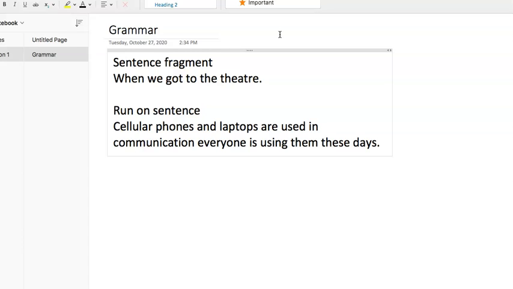So here's two really good examples that we could do. Cell phones and laptops are used in communication, a comma and then the word and, right? Once we do that, that looks all of a sudden like a good sentence. So now we've changed that from a run-on sentence, right? And probably your other most obvious answer is just to break into two sentences, right? Cellular phones and laptops are used in communication, period. Everyone is using them these days, right?